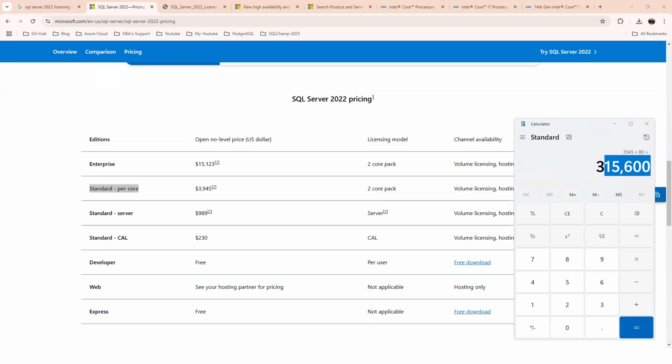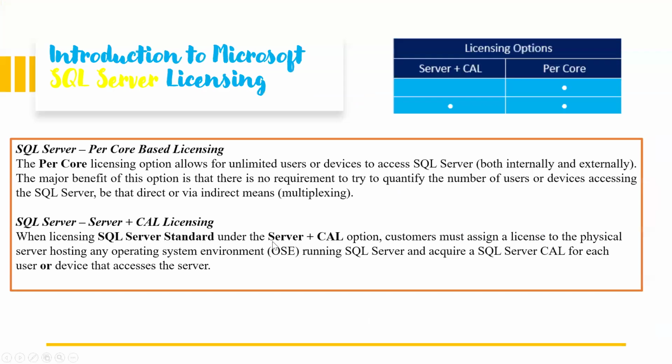Yes, sir, there is a concept called Server+CAL license.